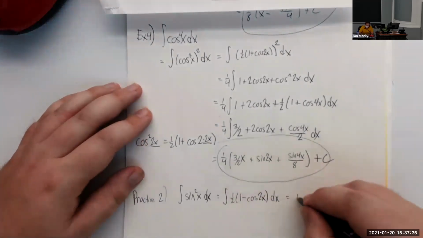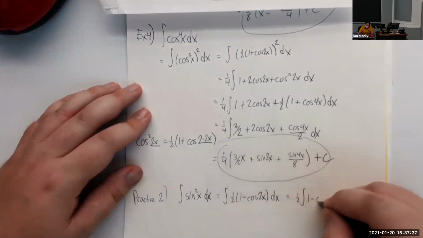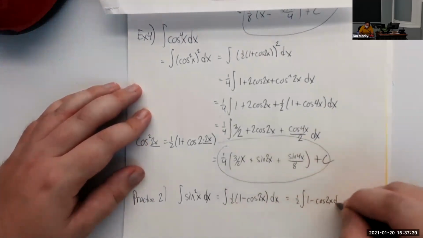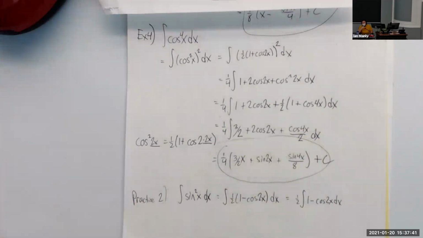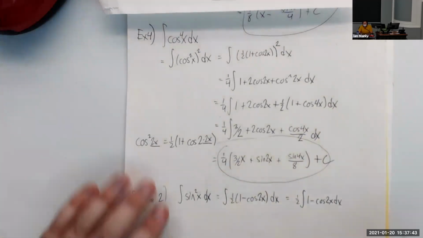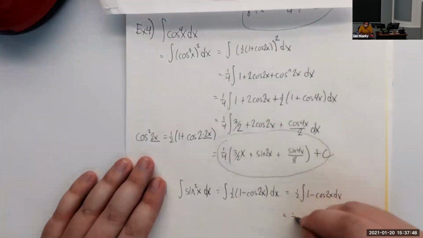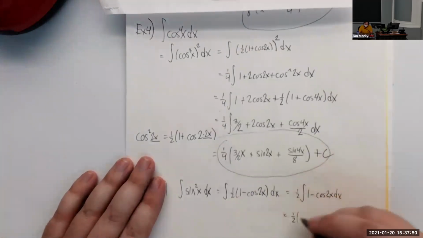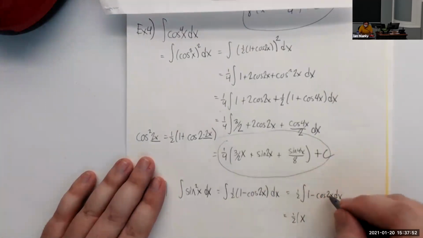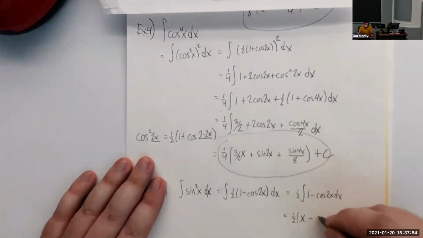All right, I'm going to pull the 1/2 out. And fortunately, this time we don't need to repeatedly use the half angle identity. So that's kind of nice. We don't need to do any additional manipulation here. So I'm just going to integrate this. The integral of 1 will be x. The integral of negative cosine of 2x will be negative sine of 2x divided by 2.